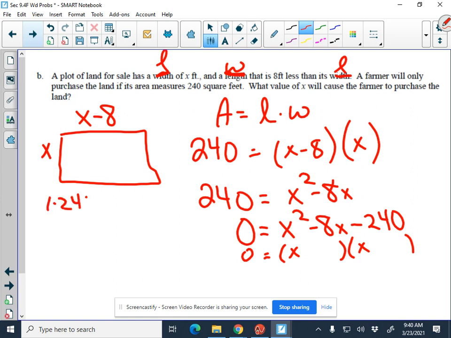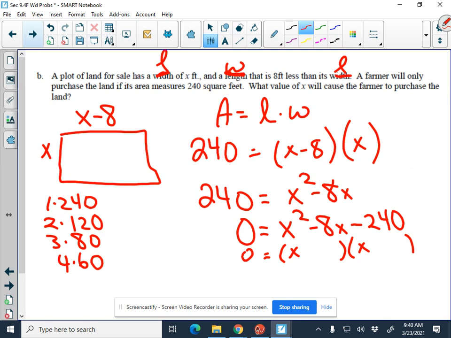1 times 240, you take your calculator, divide by 2. 2 times 120. 3 times 80. 4 times 60. We're looking for 2 that when you subtract them, you get 8. Well, if I subtract those, I get 56. I'm not even close to 8 yet.